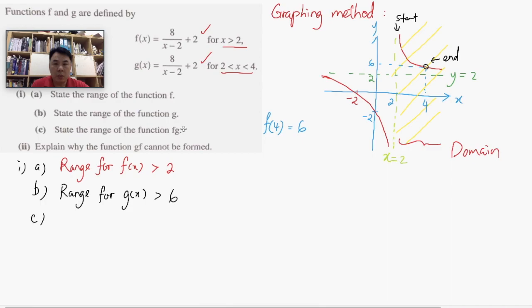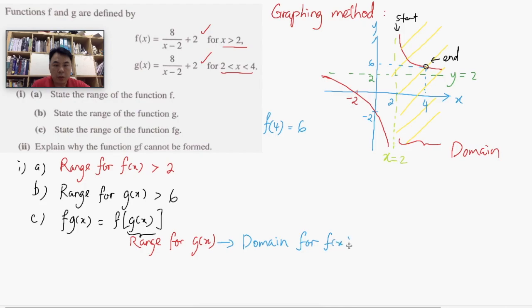Now the range for fg, we have looked at it just now, but using the graphical method is more intuitive in this case, and it's easier to relate. So I'll just complete this c and number 2. It's pretty much the same as the explanations before. So for fg, we are looking at the range. Don't forget the range for g(x) becomes the domain for f(x) in this case. Because the range for g(x) is greater than 6, therefore the domain for f(x) indirectly is greater than 6. So the domain for f(x) is greater than 6.